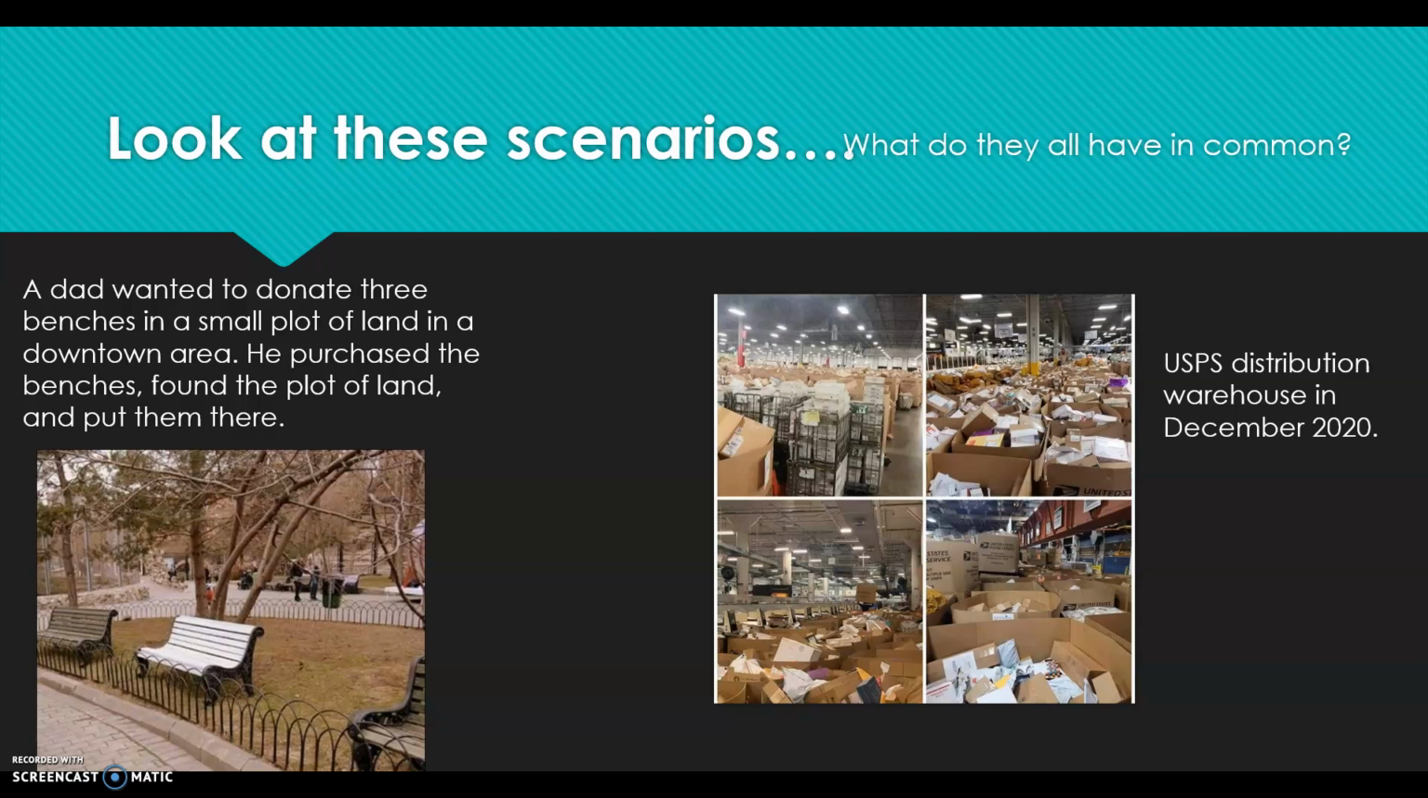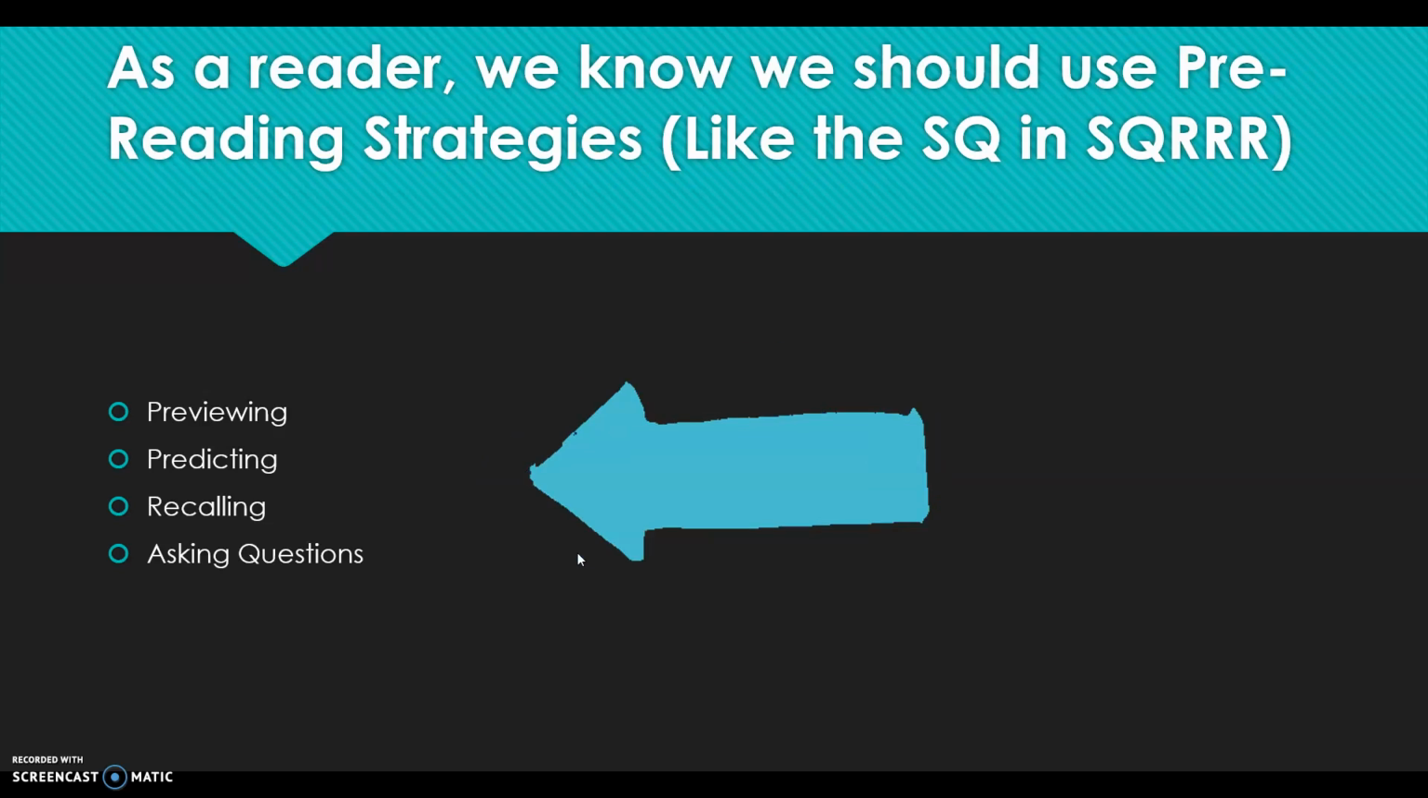What I thought they had in common was that someone didn't plan, someone didn't think about it, right? Someone didn't take the time to front load the work, because how do you get to the benches? And holy heck, how are those packages going to be distributed? As a reader, we know we should use pre-reading strategies. So we're going to talk about reading for a little bit and then talk about writing.